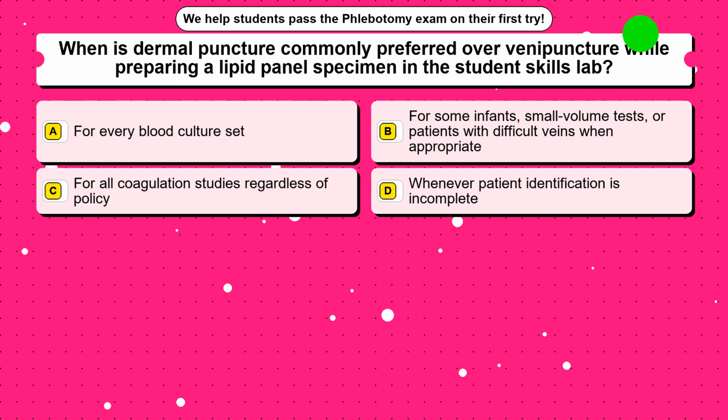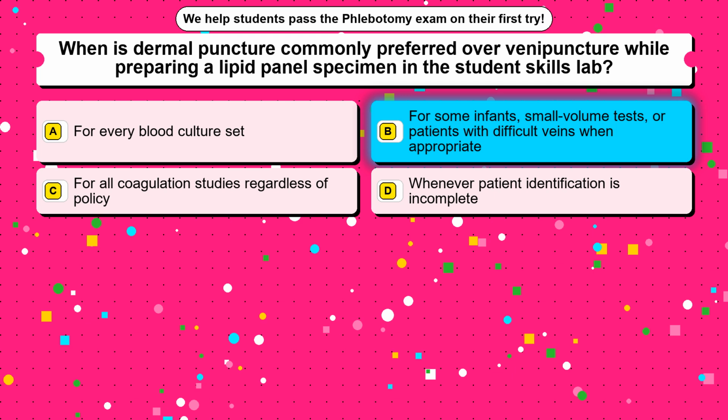Question 52. When is dermal puncture commonly preferred over venipuncture while preparing a lipid panel specimen in the student skills lab? Option A. For every blood culture set. Option B. For some infants, small volume tests, or patients with difficult veins when appropriate. Option C. For all coagulation studies regardless of policy. Option D. Whenever patient identification is incomplete.